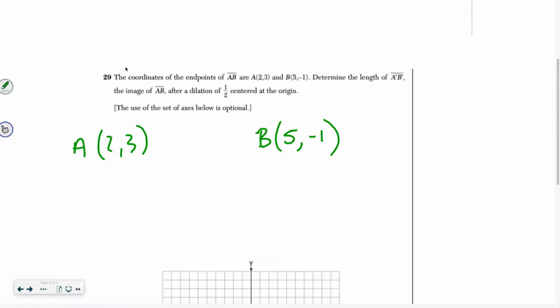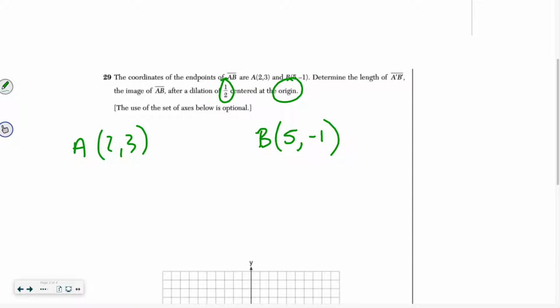So here we have the first question where they give us 2 points, segment AB, and we're supposed to determine the length of A prime, B prime. Well, the image after the dilation, of course, is going to be A prime, B prime. We have a center of 0, 0, and a scale factor of a half.